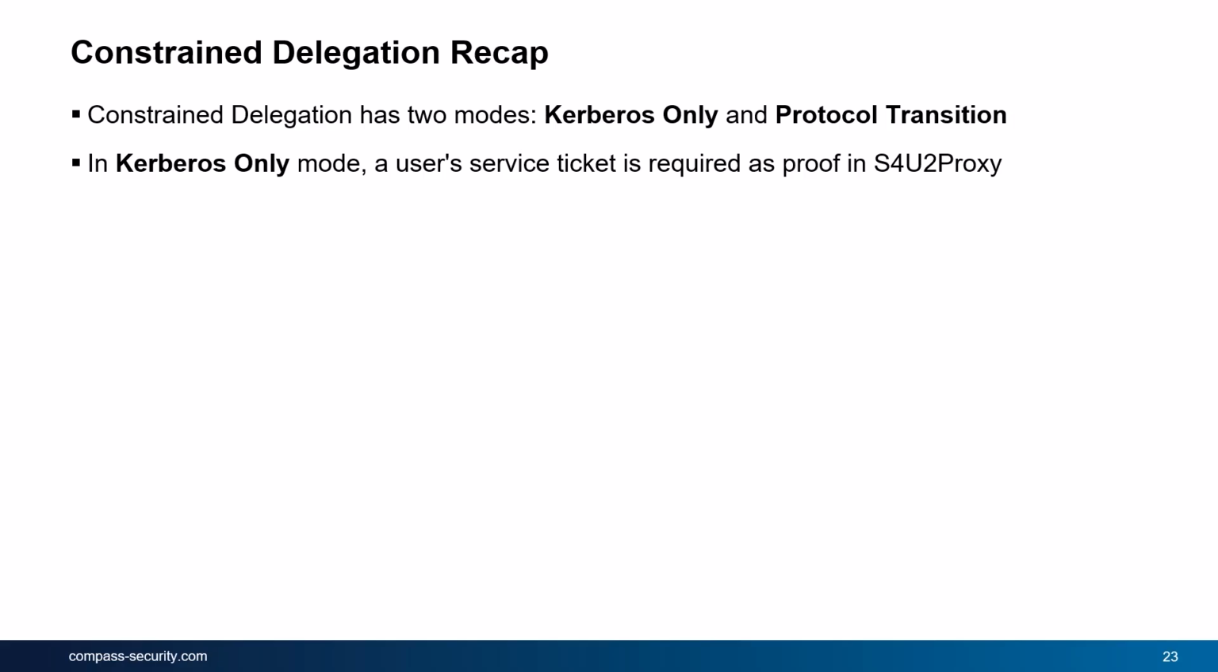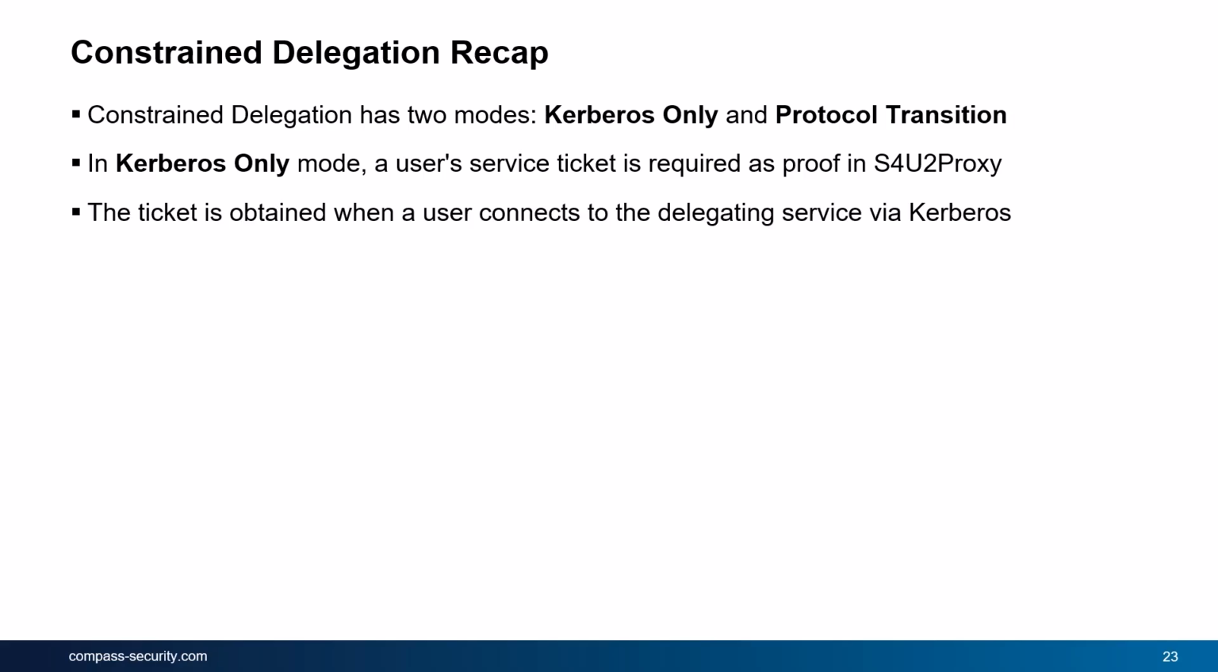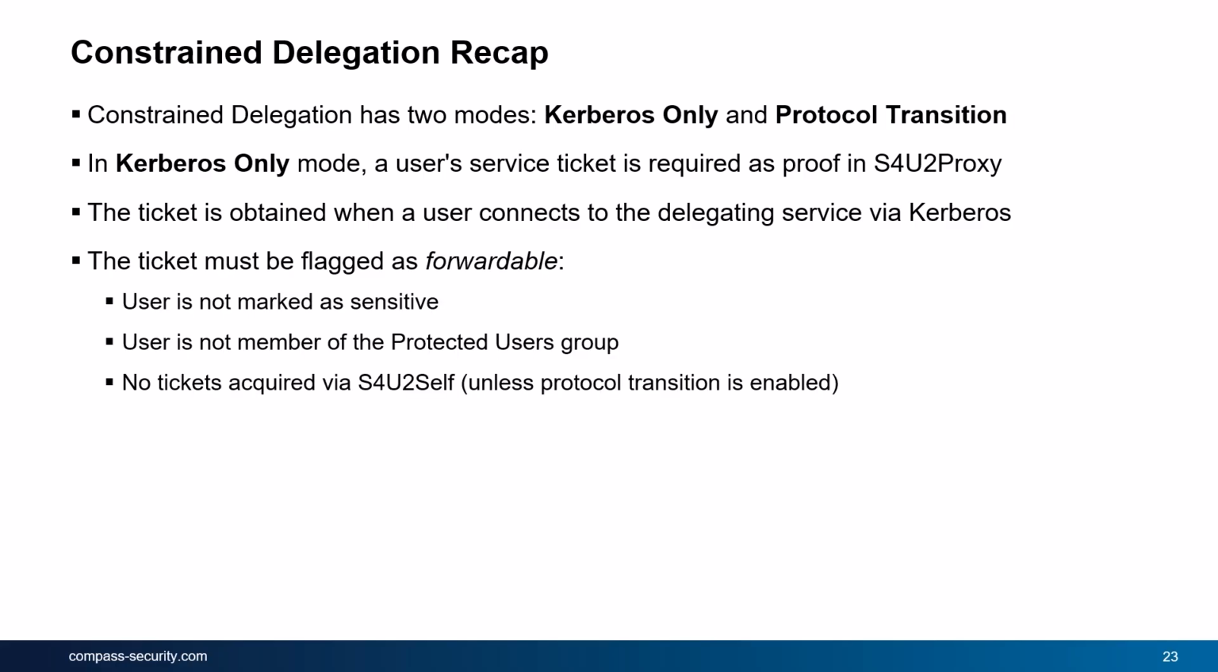And if we operate constrained delegation in Kerberos only mode, we need a user's service ticket to perform S4U2proxy. S4U2proxy requires a proof of the user's presence, and this comes in form of the user service ticket. This ticket is obtained when the user initially connects to the delegation service via Kerberos. So the user passes along their ticket, and the service then uses that ticket in S4U2proxy. We've also already learned that this specific ticket must be flagged as forwardable, otherwise it is not viable as proof.